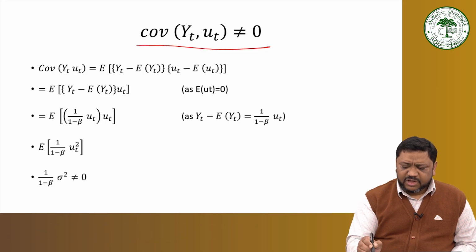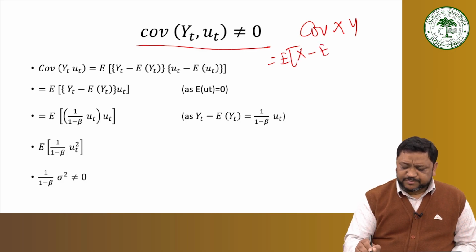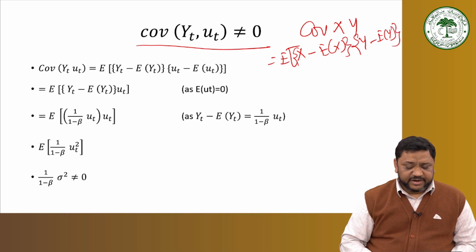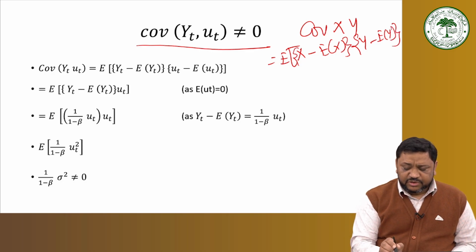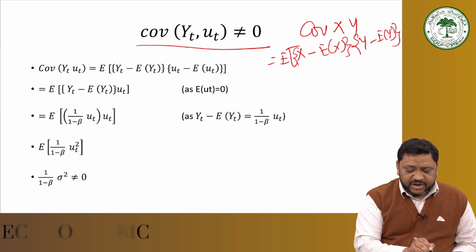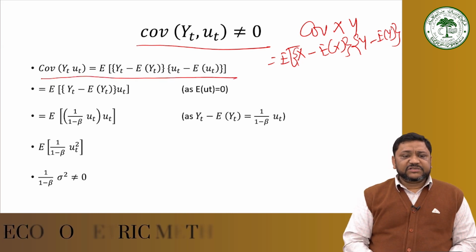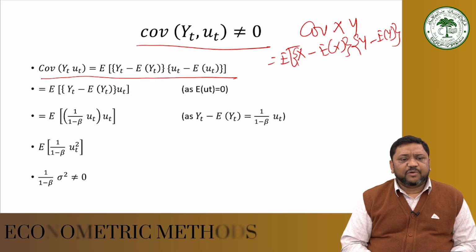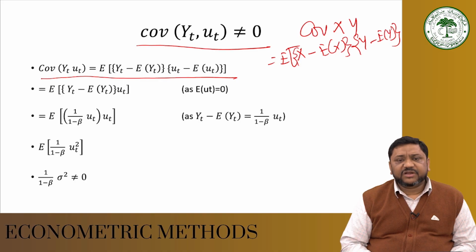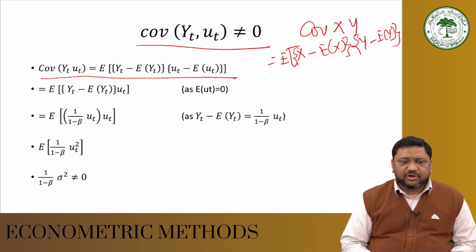Like I say, if you want to find the covariance of x and y, you can write it as expected value of x minus expected value of x, this is 1, and then next you have y minus expected value of y, and this is the second term. Similarly, in place of x, you have u. So we can write the covariance of yt, ut as expected value bracket open yt minus expected value of yt bracket closed, bracket open ut minus expected value of ut bracket closed.